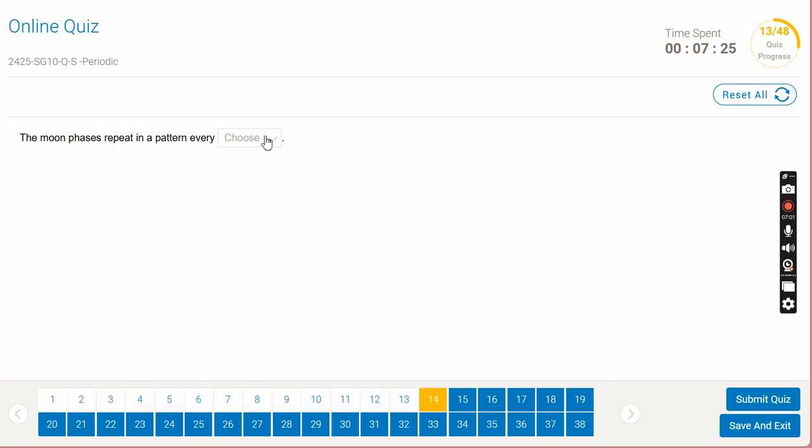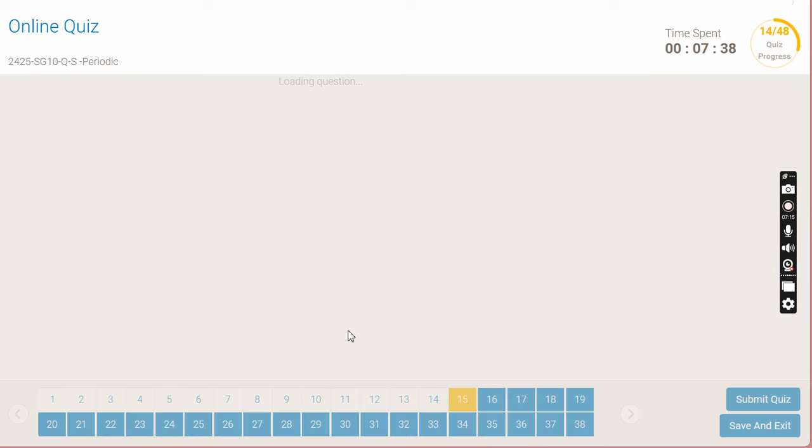So the moon phases repeat in a pattern every 1 month. It starts from the full moon to the first quarter, new moon, and then the third quarter. So I think it's the new moon first. My bad. New moon, and then the first quarter, then full moon, and then the third quarter.